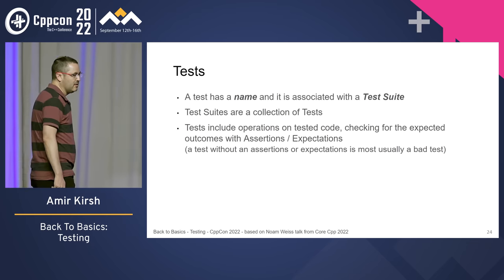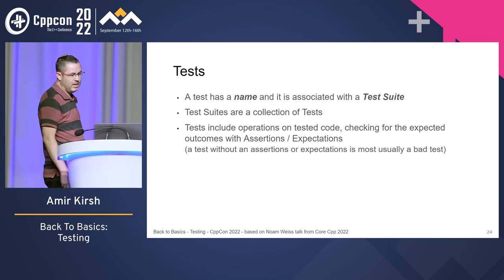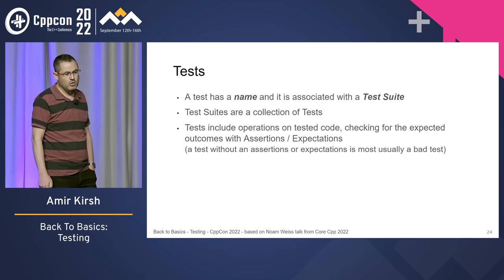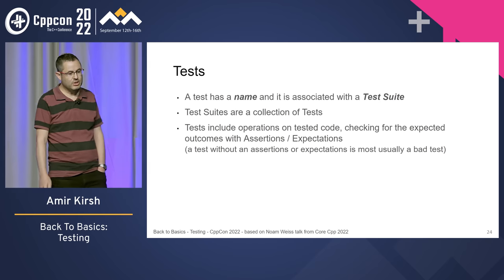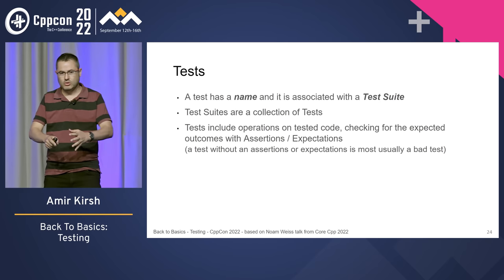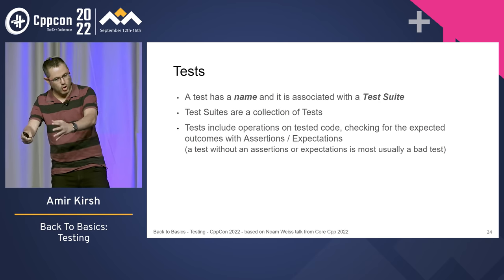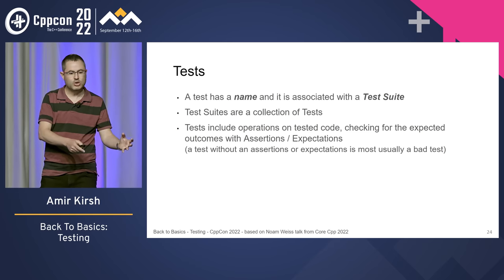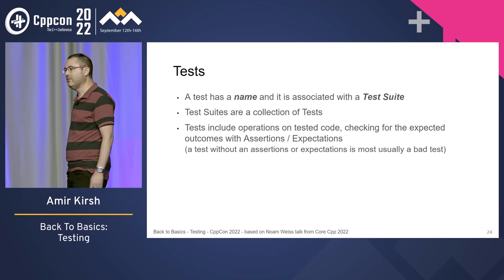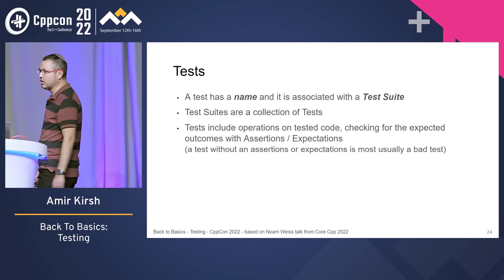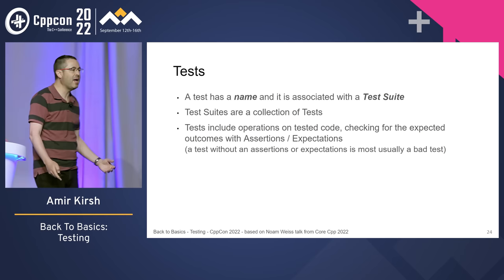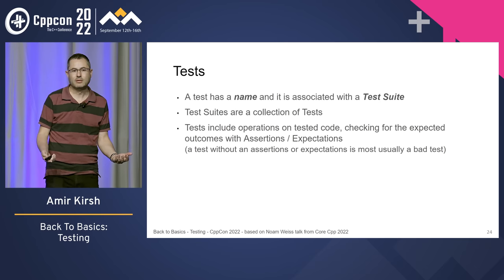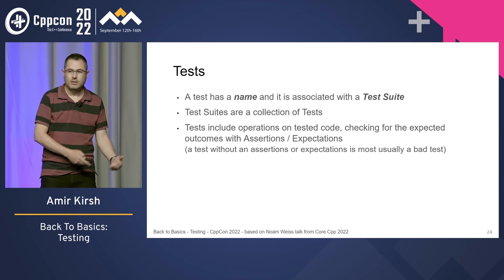So, a test. A test has a name, and it is associated with a test suite. Test suites are a collection of tests. Tests include operations on tested code, so I want to test the code, and I do something with my code. Then I want to check the expected outcome with assertions or expectations. If you have a test without any assertion or expectation, in most cases it is a bad test. You're just doing something with your code without checking that something actually happened.